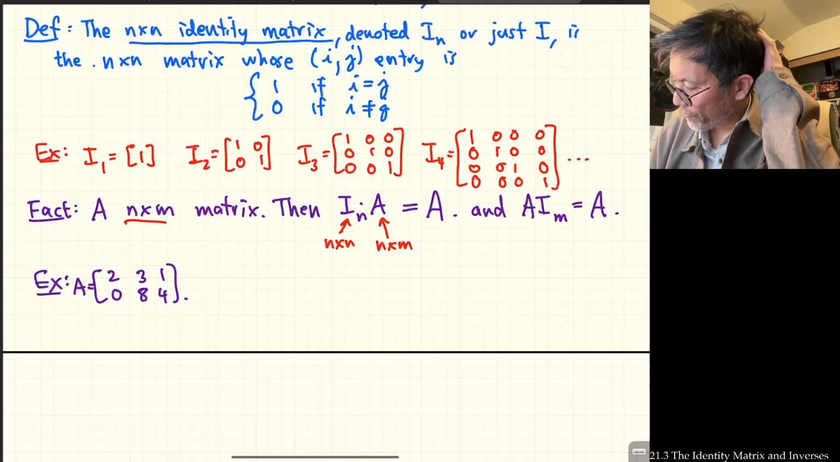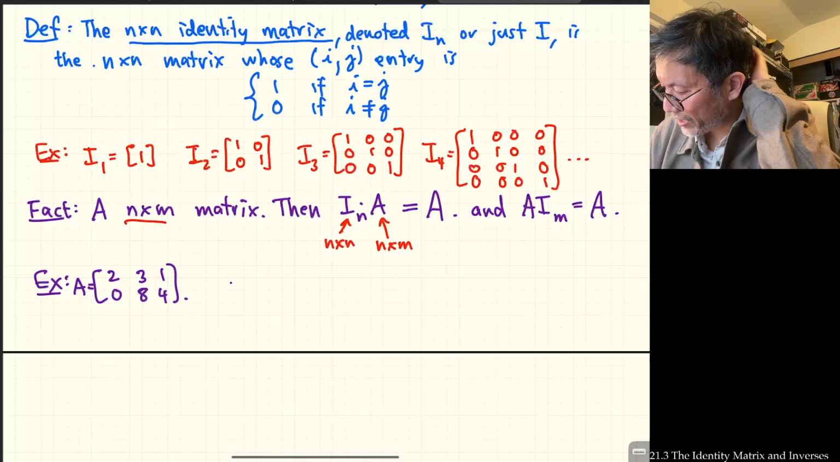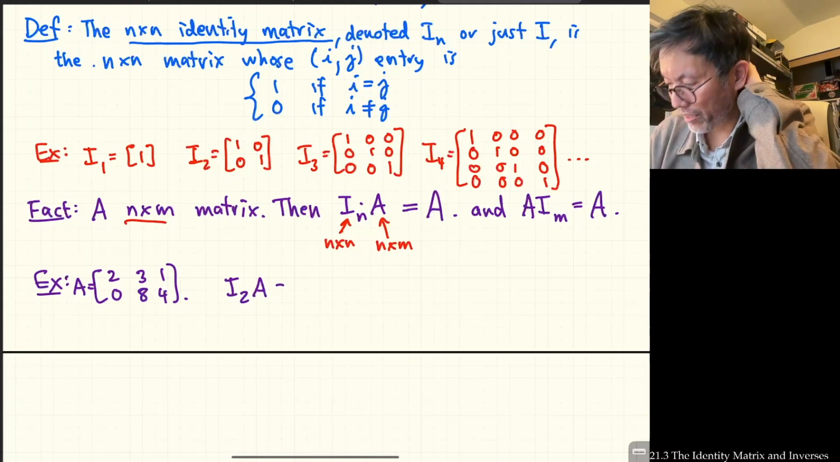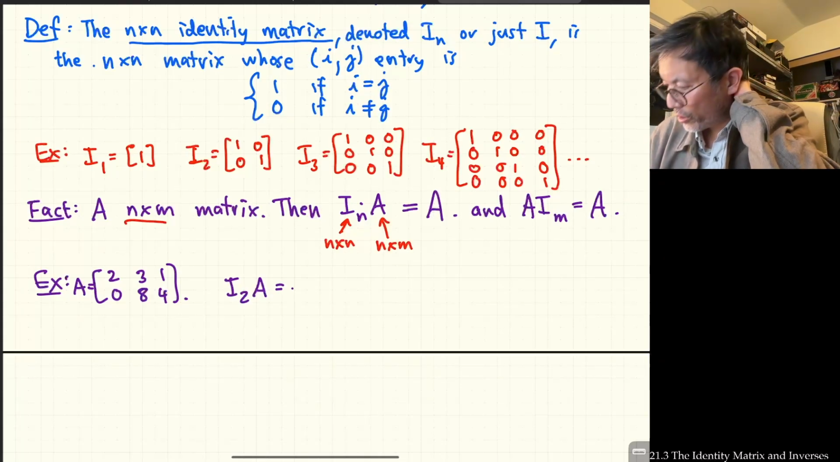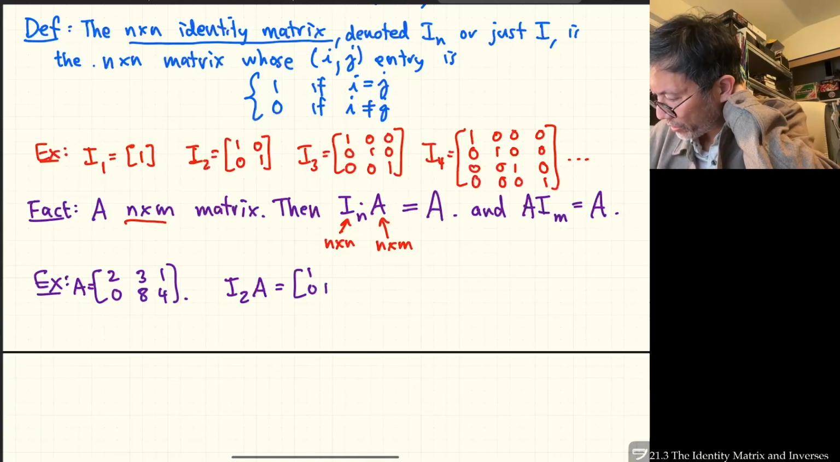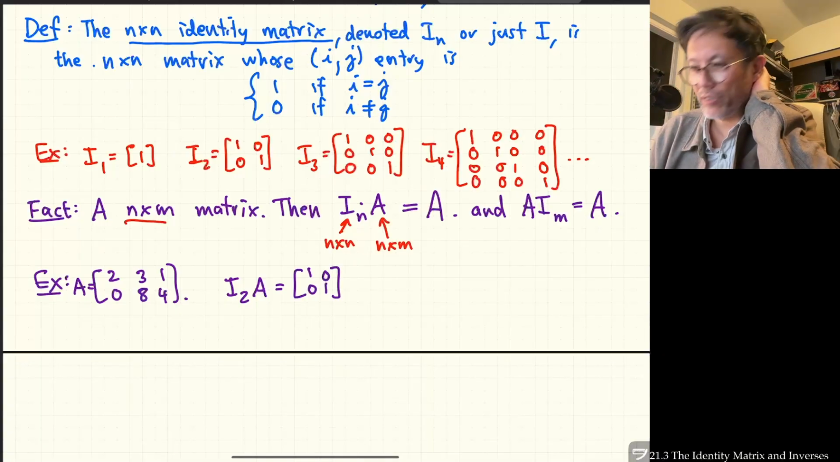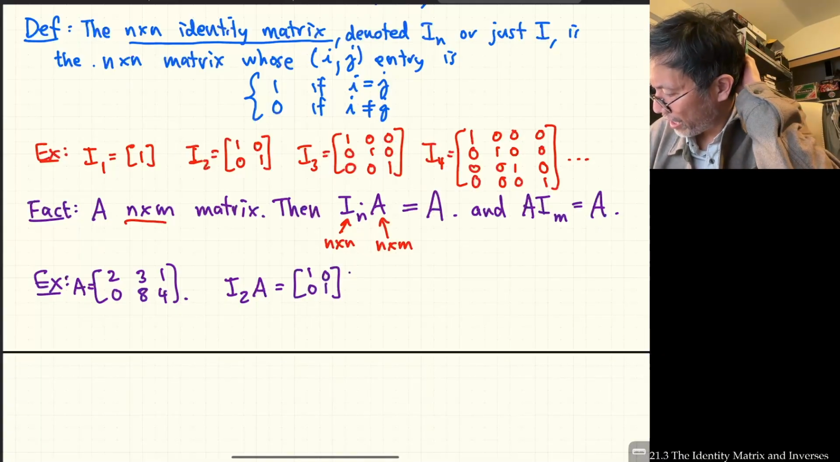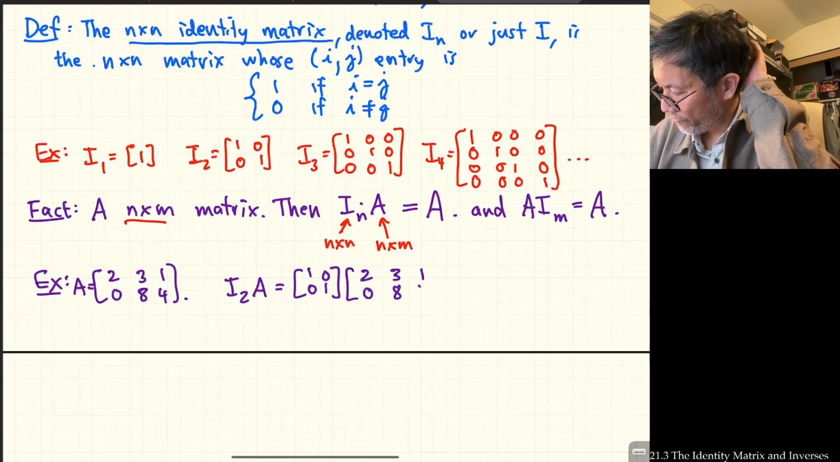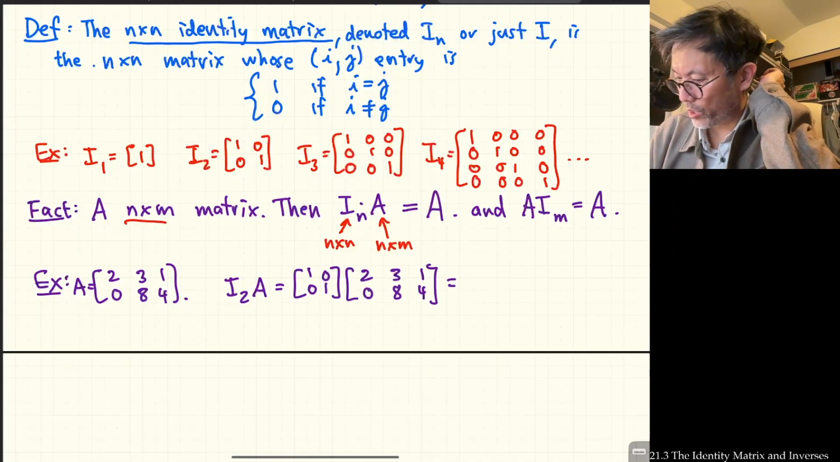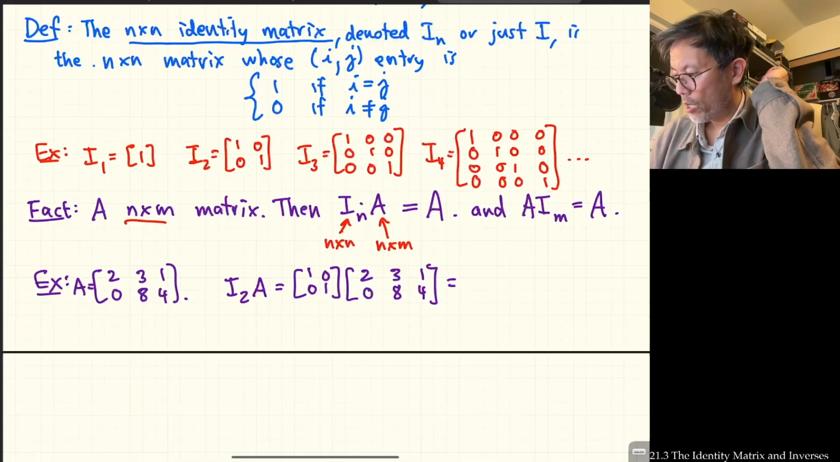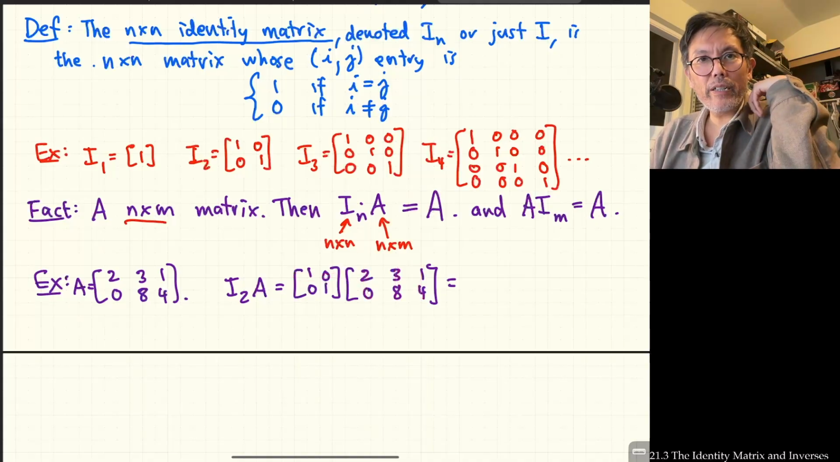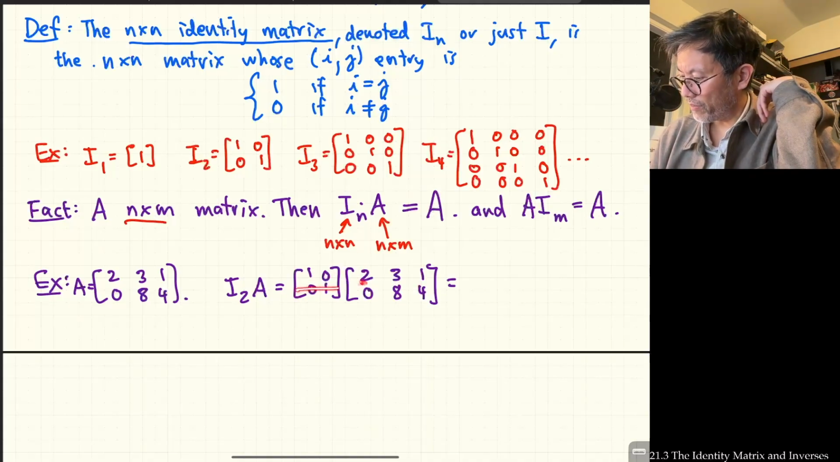Then I can examine the matrix I sub 2 times A. That is the 2 by 2 identity matrix, 1, 0, 0, 1, times A, which is 2, 3, 1, 0, 8, 4. And we can compute this product because we know how to do matrix multiplication. We interleave this row with this column, this row with this column, this row with this column, doing dot products. And then to get my second row, like this.